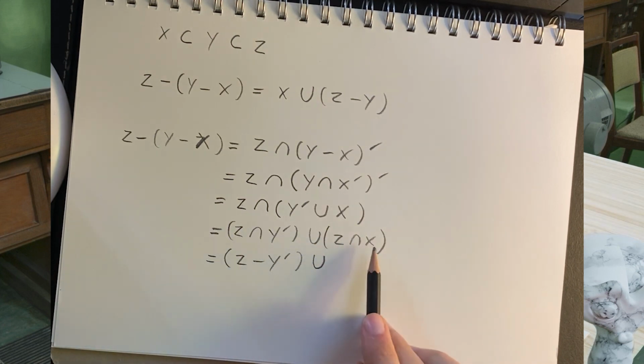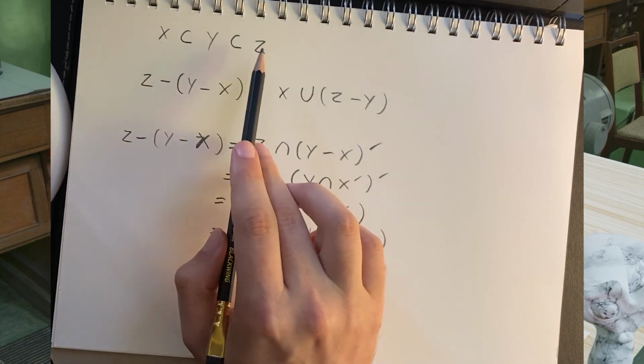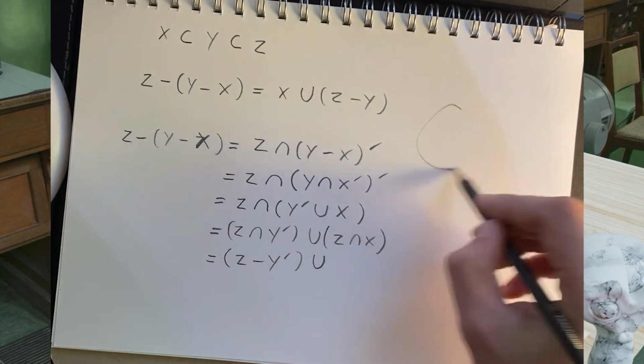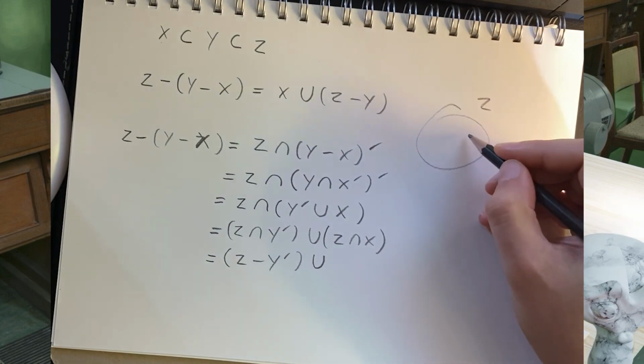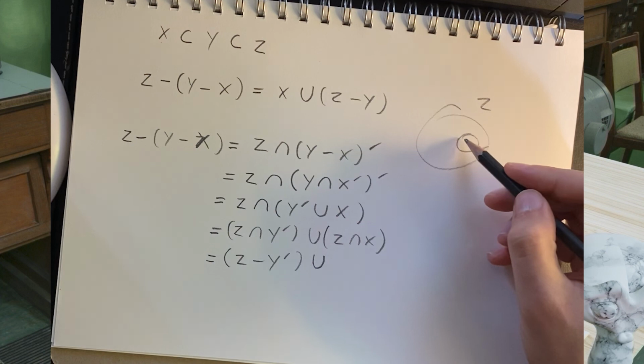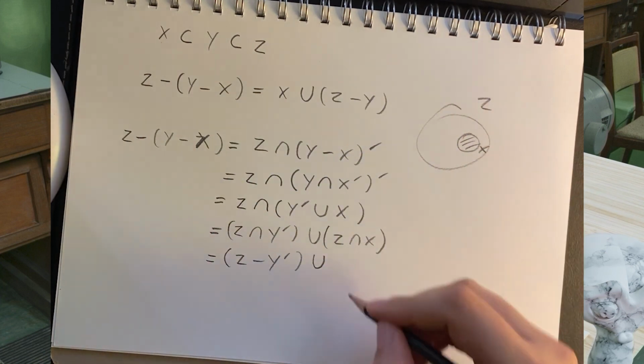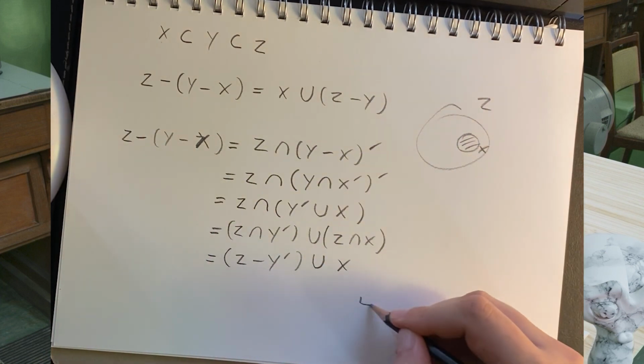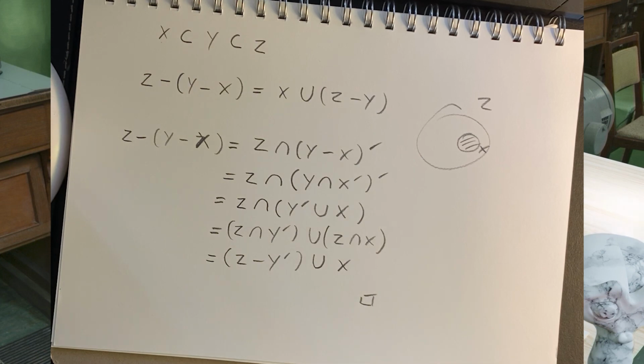And then here it looks a little different, but remember that X is a subset of Z. So if we have Z, X is somewhere inside it, and so the intersection of them is just X. And there we have our result.